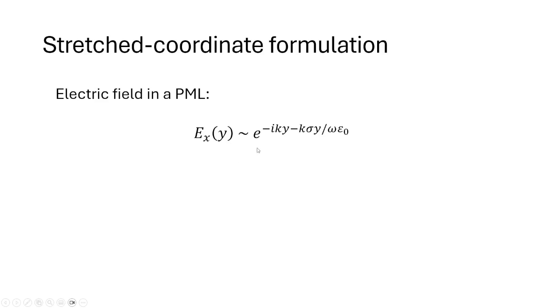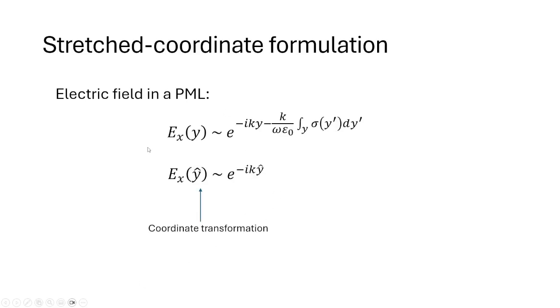So we're going to start with our electric field in the PML. Again, we have Ex, it depends on y, because we're doing a 1D simulation. And we know that the electric field is going to be a plane wave, right? So e to the minus i k y minus this loss term that's caused by our conductivity. This assumes, however, that our conductivity is constant. If our conductivity depends on y, our equation becomes something like this. So instead of there just being a sigma times y, we now have this integral of sigma with respect to y.